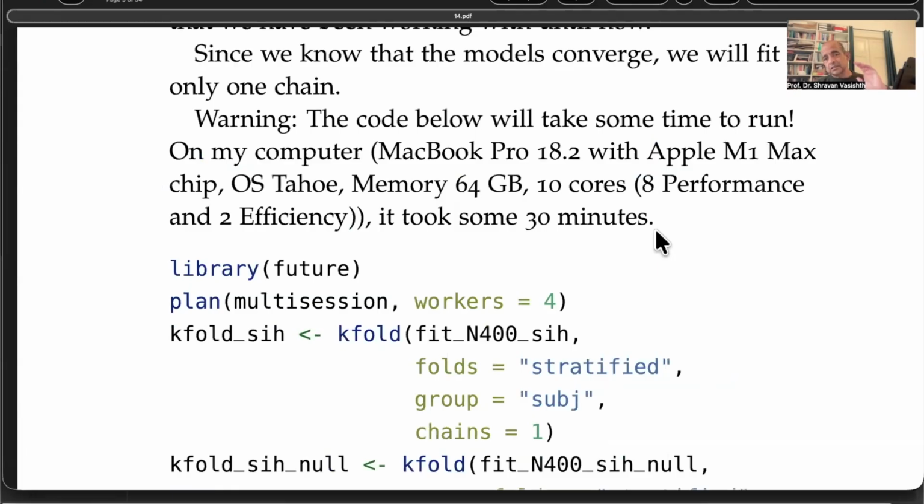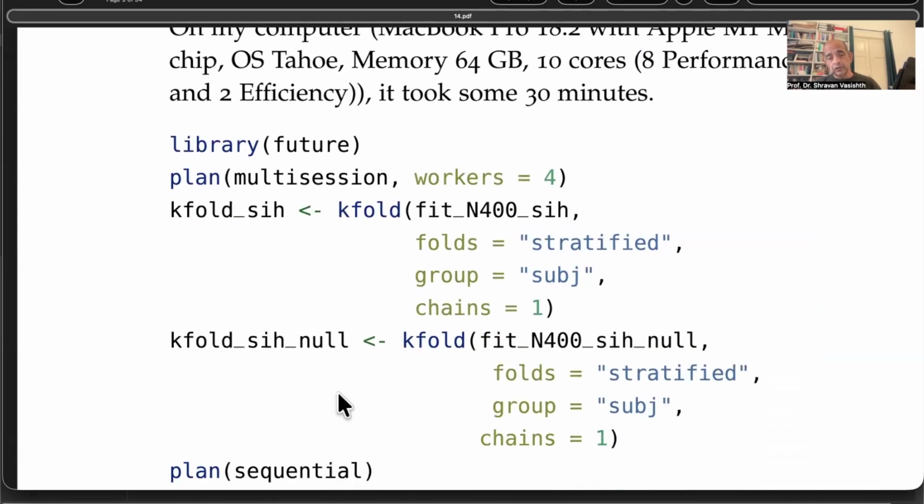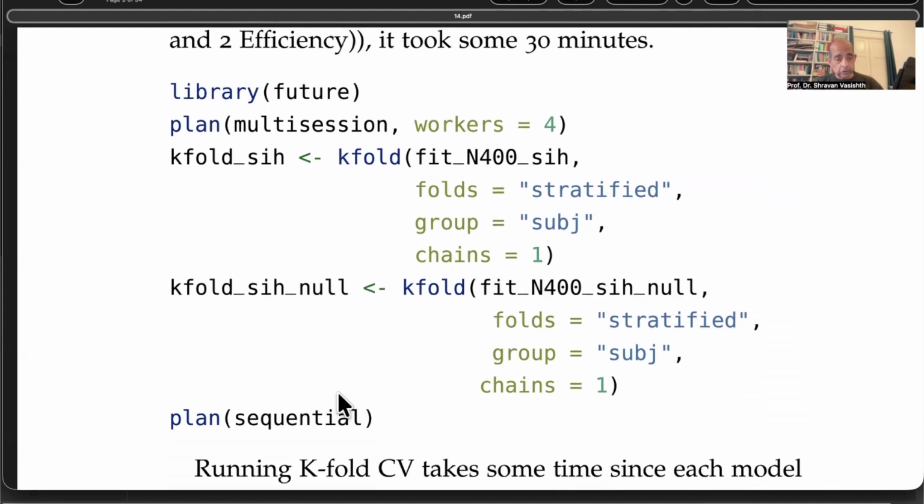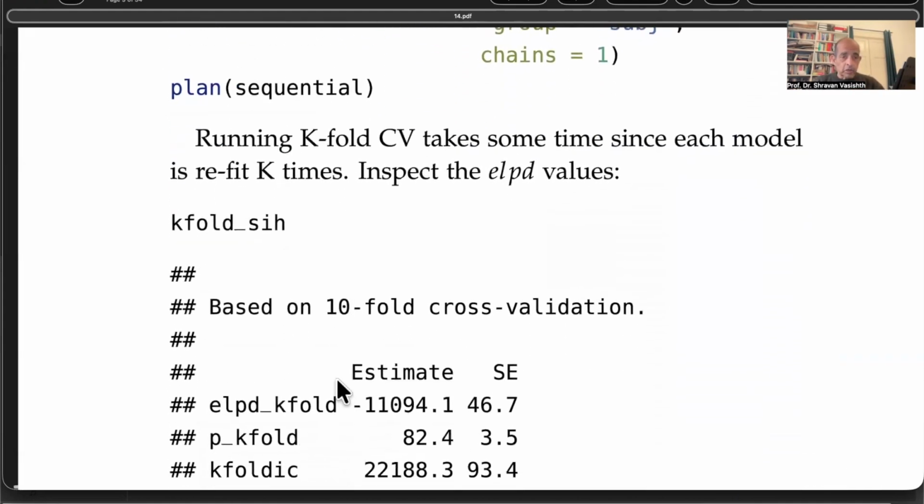But the fact remains that on less powerful machines, you're going to have to spend some more time because the model will be refit with 10 folds. So each model is being refit 10 times. And so if you have two models, you've got 20 models that you're fitting here. And this is a tiny data set we are working with. If you're working with a serious data set, you could be there for days. So just be warned, and don't try to do this at the last minute or anything.